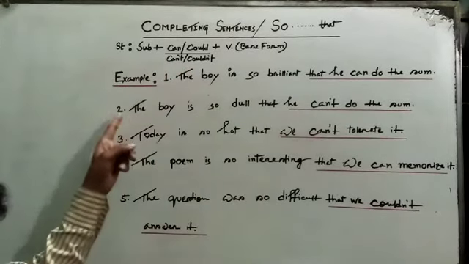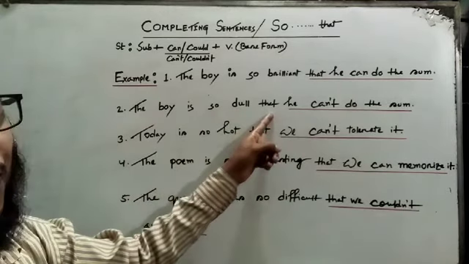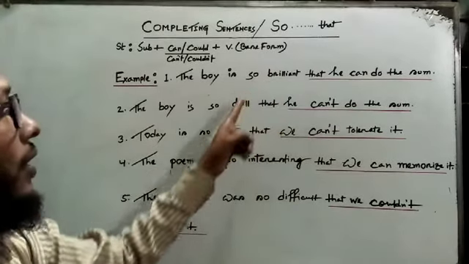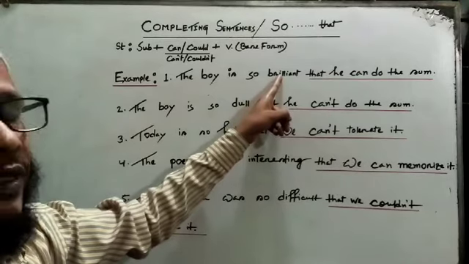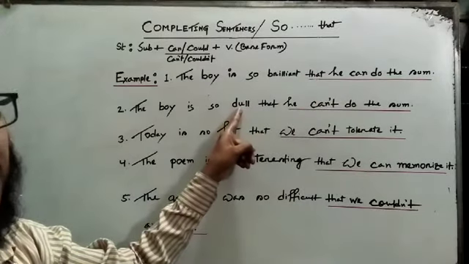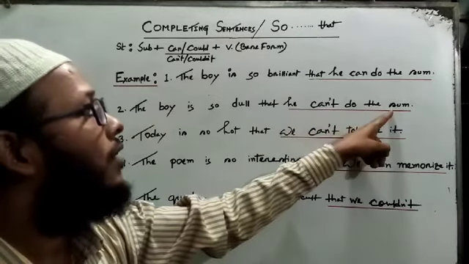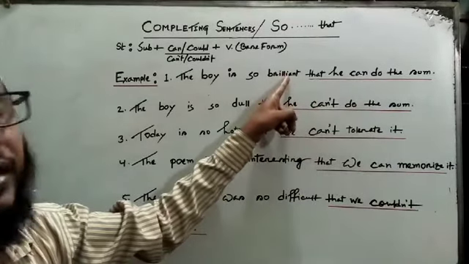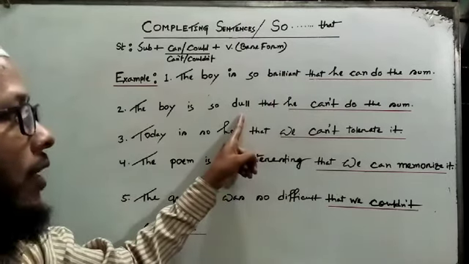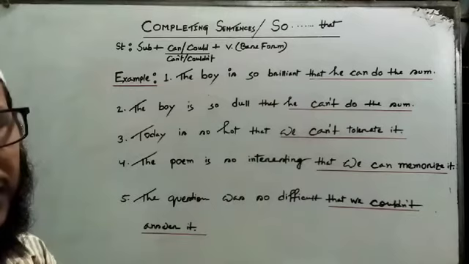Number 2 example: the boy is so dull that. Again you have to write the boy is so dull. Here brilliant, here dull. Brilliant is an affirmative adjective, that is why you have to show an affirmative clause, and dull is a negative adjective, so you have to show negation here. That is why he can't do the sum. So be careful. Sometimes you have to show affirmative, sometimes negative, and it depends on the adjective in the question part.